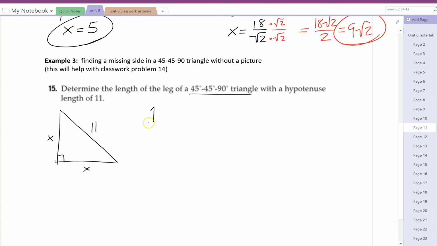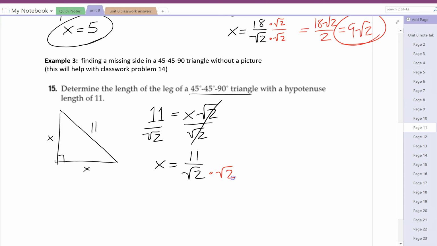So again, I know the hypotenuse is equal to the legs times the square root of 2. I'm going to divide both sides by the square root of 2, right? Because I want to get x by itself. So x is going to be equal to 11 over the square root of 2. I don't ever want to leave a fraction with a radical in the denominator, so I multiply the numerator and the denominator of the fraction by the square root of 2. When I do that, the bottom just becomes 2. Up top I have 11 times the square root of 2. I could leave it like this, or I could put it in decimal form, but if you want to just leave it like that, that's fine.